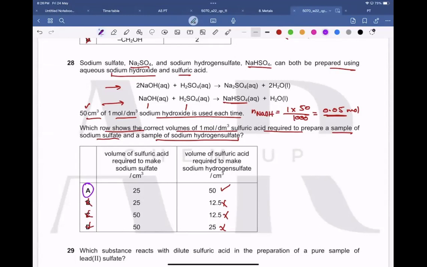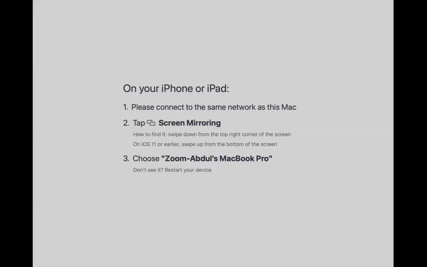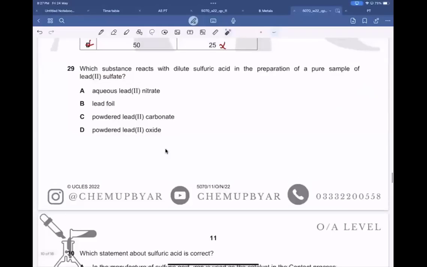I think my screen is again stuck. Because the ratio is 2:1, that's why. If you see the mole ratio is 2:1, so if you are using the same concentration and you take the same volume, then they must have the same moles. But for sulfuric acid, we need half the number of moles. So obviously the volume would be half, then we will get half the number of moles for sulfuric acid.